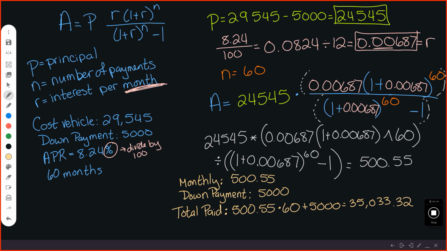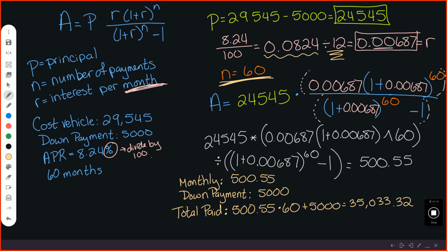So let's talk through this really quickly again. The first thing we did when we saw our APR was we divided by 100, because it's a percent. That means divide by 100. And then we divided it by 12 because we are making a payment every month. Sometimes instead of saying it's for 60 months, it could say it's for 5 years, and then you have to multiply that by 12 because you're making 60 payments.